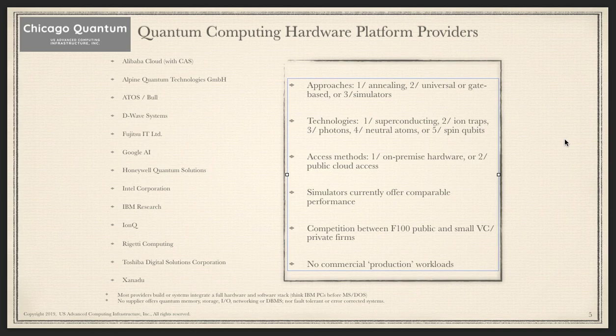The next is simulators. Again, they're offered by Toshiba or Atos or Fujitsu. They currently offer comparable performance. And a number of companies, including Microsoft and IBM and Xanadu and Intel offer software that can be run on classical hardware.